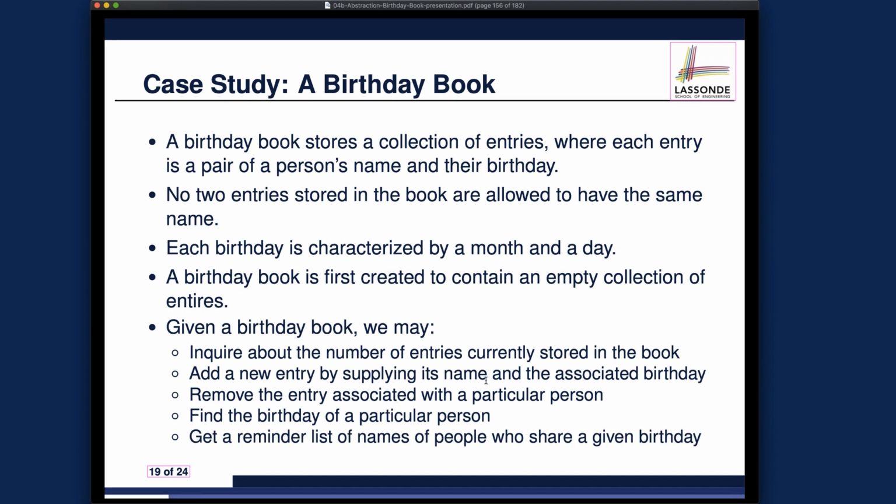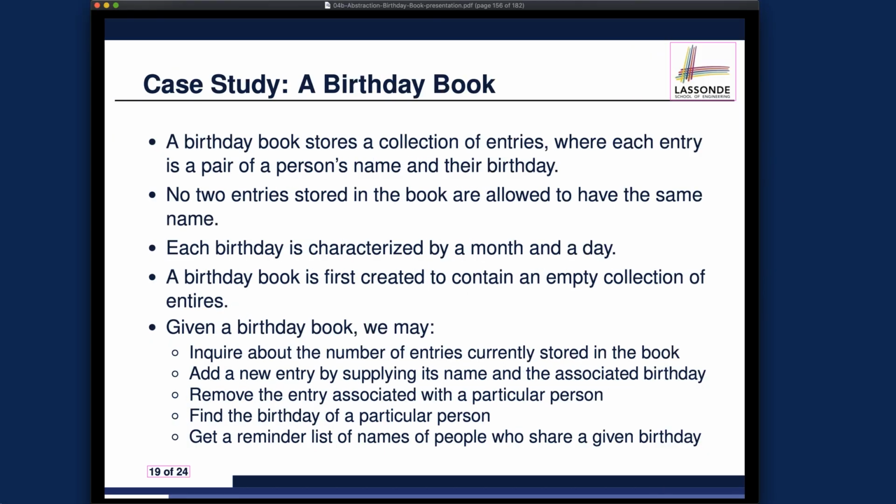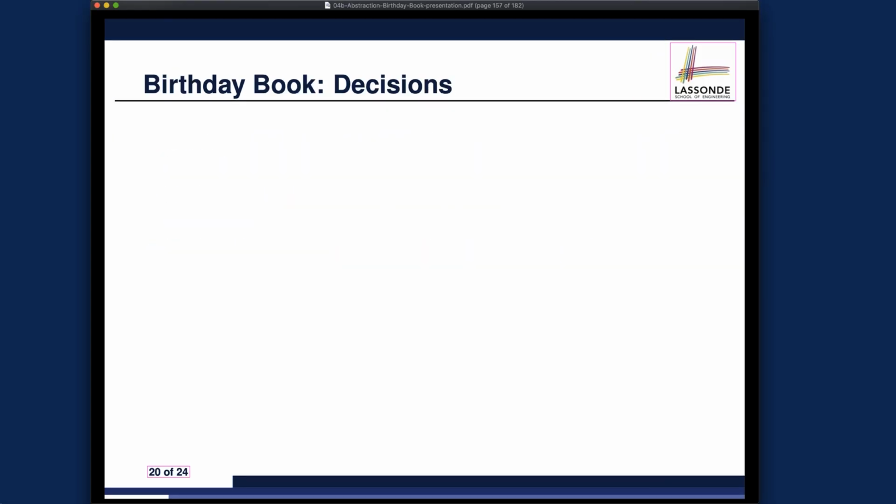Now you can also get a reminder list of names of people who share a given birthday. For example, if I give you August 11th, the reminder list will just be Mark and Tom. This is similar to the celebrates query in your birthday book application, hopefully you can realize that. Just one more slide before we get to the details. You have to make some design decisions here. Decisions should be made both at the implementation level and also at the design level.